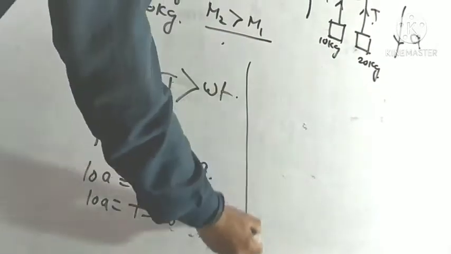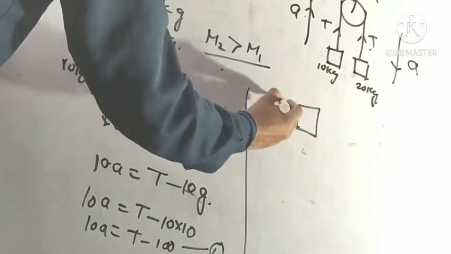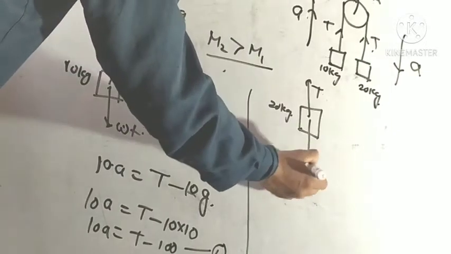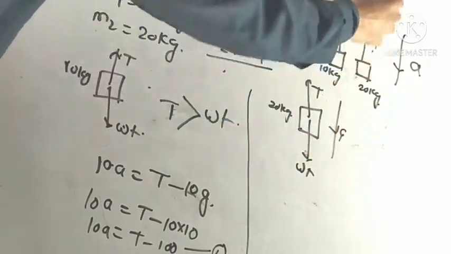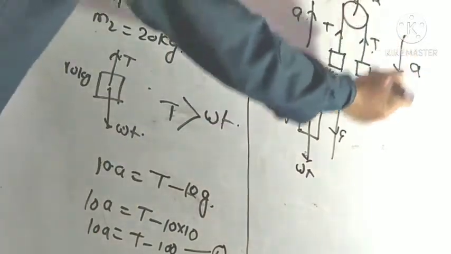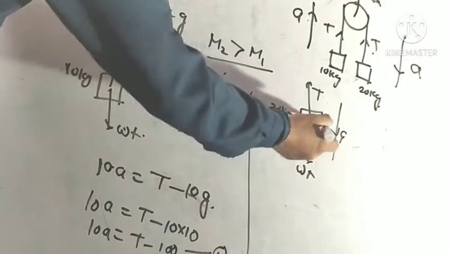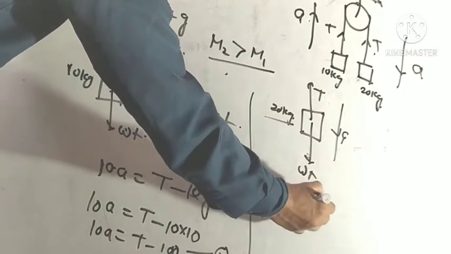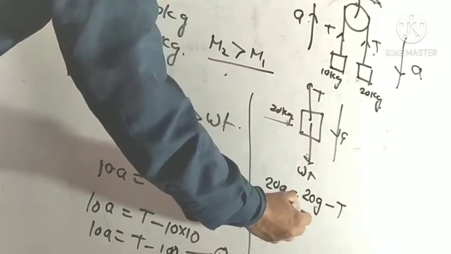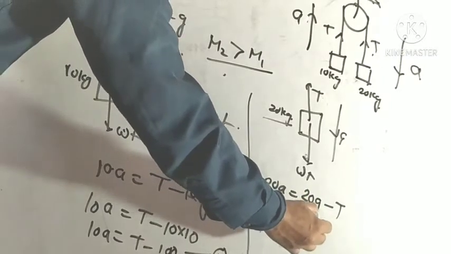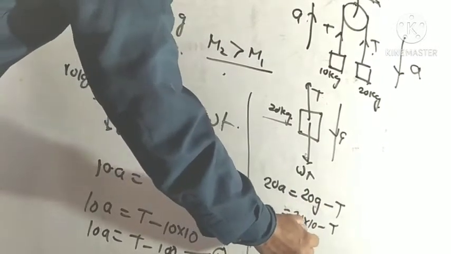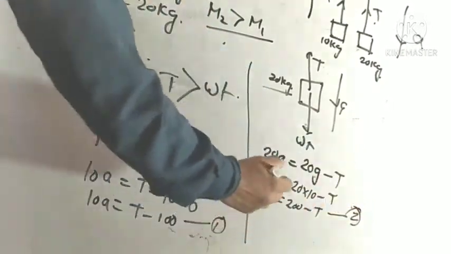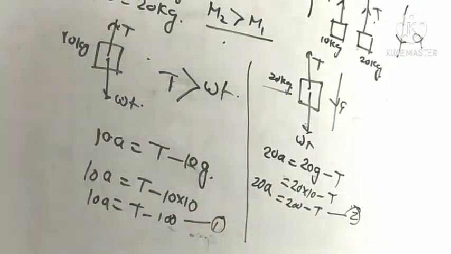Now we see the free body diagram of the second body having mass 20 kg. There are two forces working on this body, tension T in the string and the weight of this body, and this body will move vertically downward with acceleration A. So the net force on this body, having mass 20 kg, gives 20A is equal to 20G minus tension T. Now we put the value of G here, 20 into 10 minus T, which finally becomes 200 minus T. We give it equation number 2. So 20A is equal to 200 minus T.